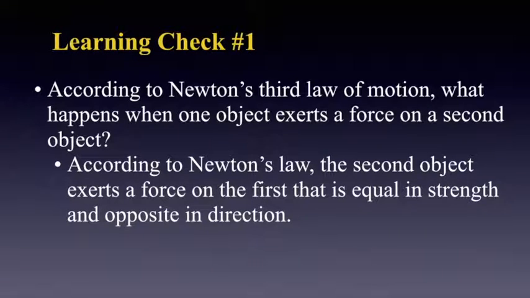All right, we have a couple of learning checks. Learning check number 1: according to Newton's third law of motion, what happens when one object exerts a force on a second object? According to this law, the second object exerts a force on the first that is equal in strength and opposite in direction.